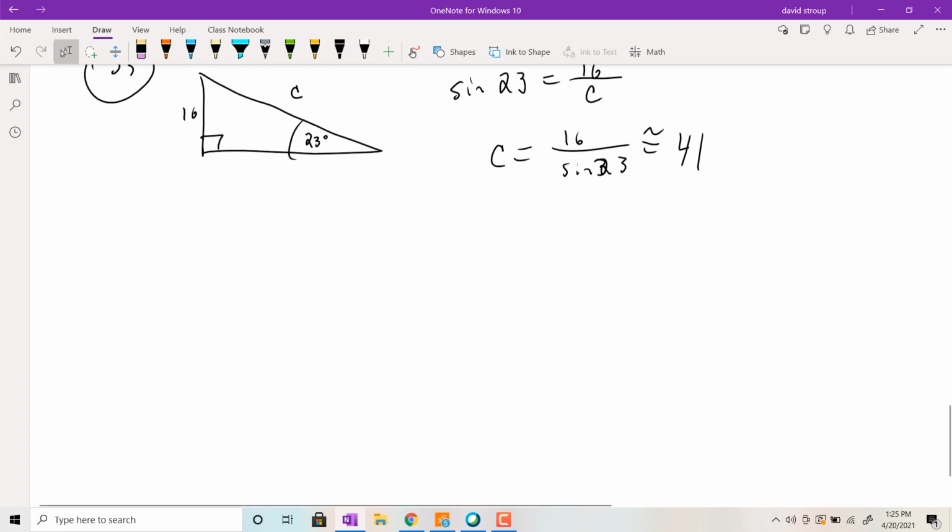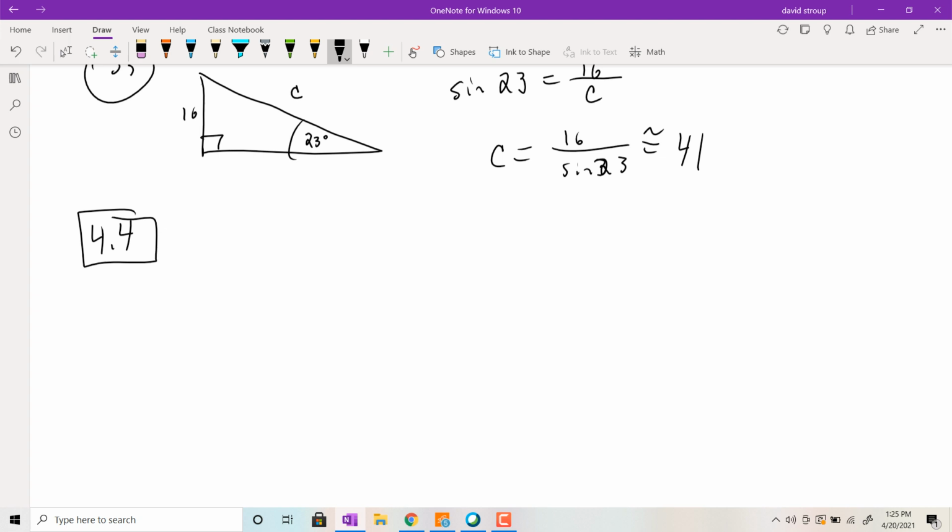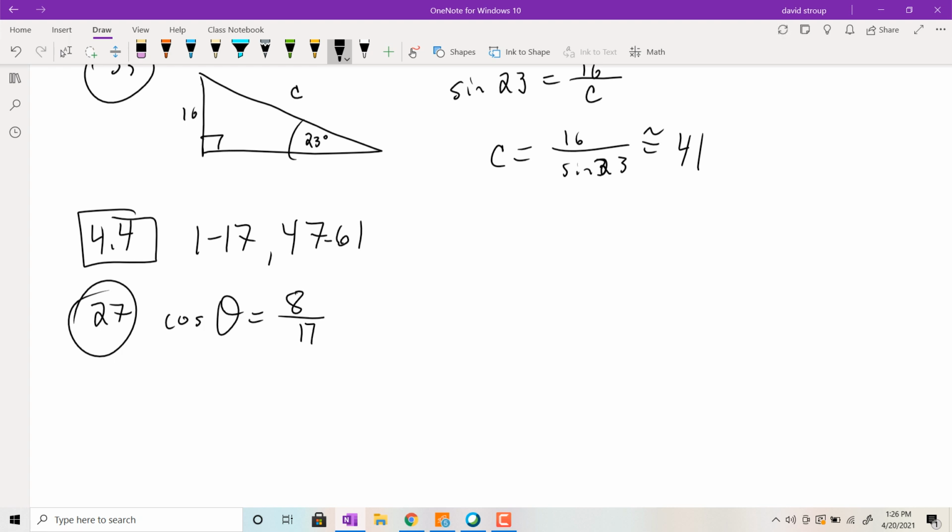Okay, in 4.4, we extend this kind of idea of right triangles to work in any quadrant. For 4.4, I'm thinking of questions similar to 1 to 17 and then 47 to 61. When you go to study, I'm going to do number 27 here in my notes, I think, and then a bunch of other ones. When you go to study, look at 26, look at 25, those kind of questions. If you do all the questions that are kind of similar, you'll do really good on the final. I'm not going to be throwing any curveballs at you really at this level.